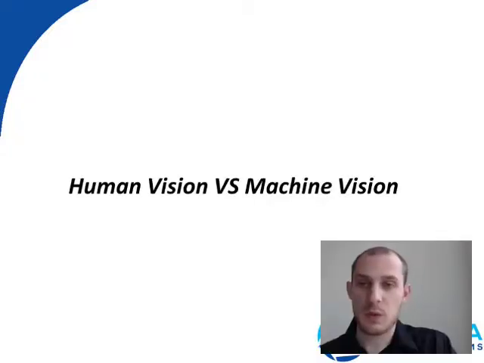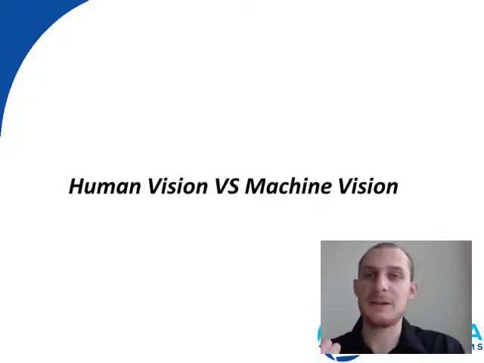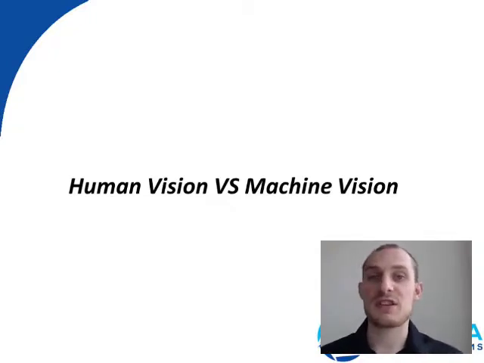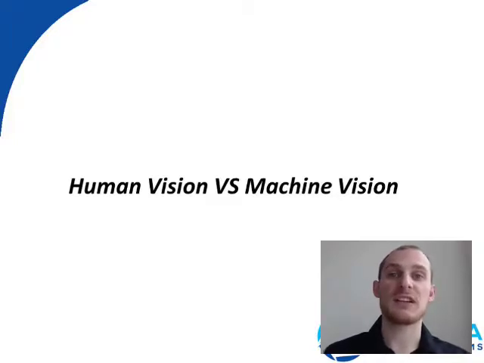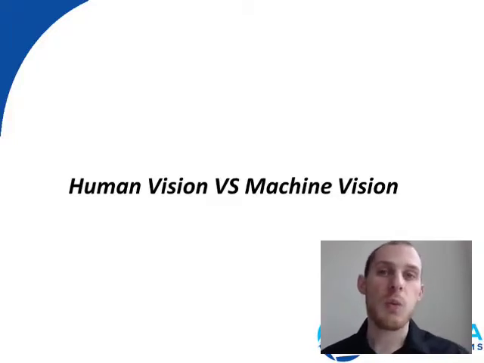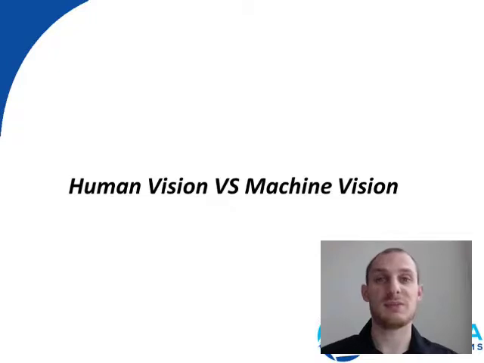So we're going to be having a bit of fun, and we're going to be looking at human vision and machine vision. And I guess we're going to really understand why machines struggle to do such simple tasks, but also why it makes it quite strong.